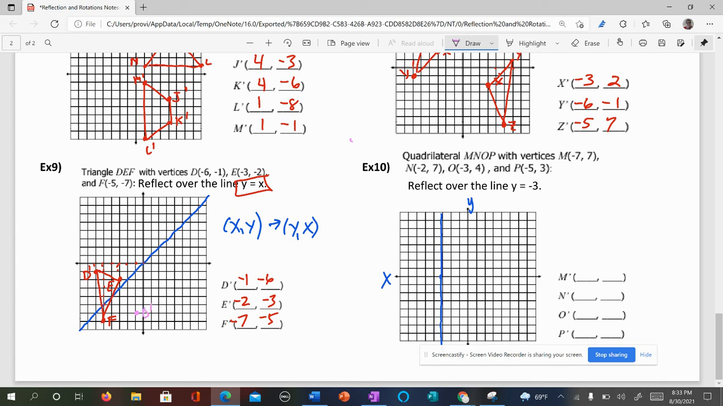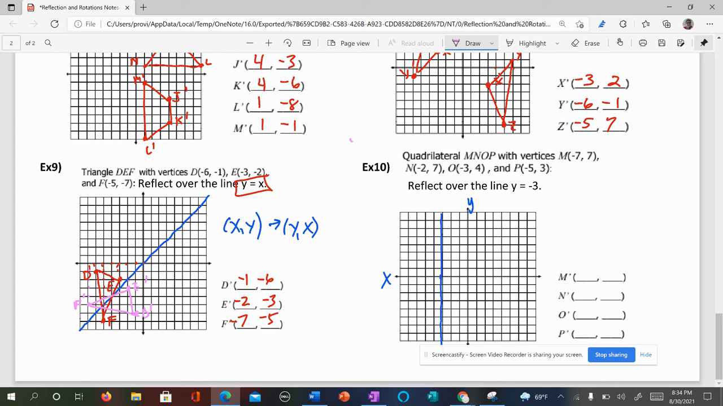So D prime, back 2, down 3, there's E prime. And then back 7, down 1, 2, 3, 4, 5. And there's F prime. And as you can see, they do overlap, and that is expected. And we're finished with that one.